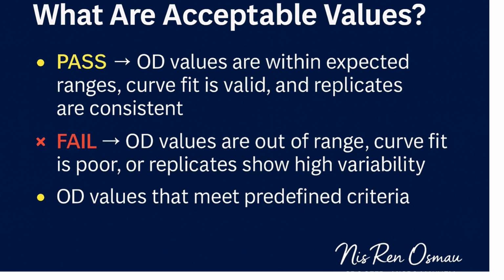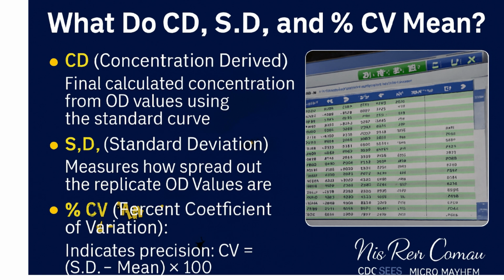In slide 9, what do CD, SD, and CV mean? CD is calculated concentration, okay? SD shows how spread out replicate readings are, and CV measures precision, calculated from the standard deviation that we pass in a smart kit.